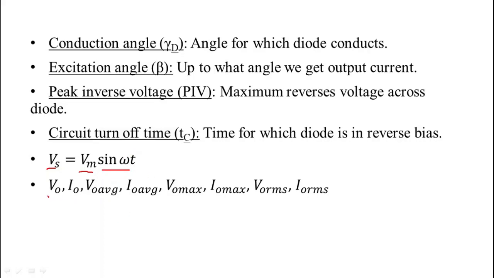Wherever you see V0, it means output voltage at any time t. When you see I0, it means output current at any time t. V0 average is the output average voltage. I0 average is the output average current. V0 max means the maximum value of output voltage, and I0 max means the maximum value of output current. V0 RMS means the RMS value of output voltage. I0 RMS means the RMS value of output current. So this is very simple terminology.